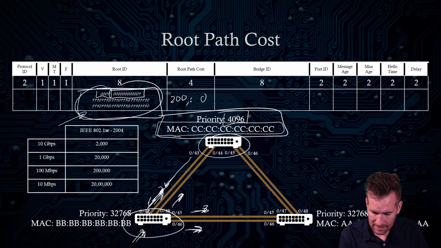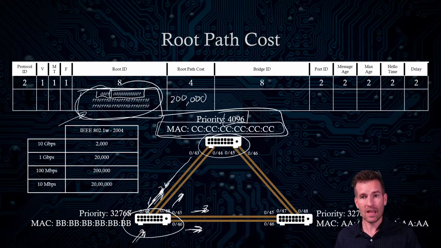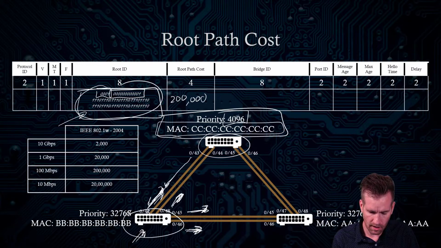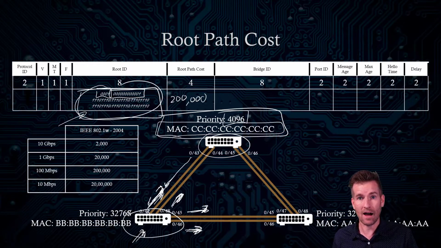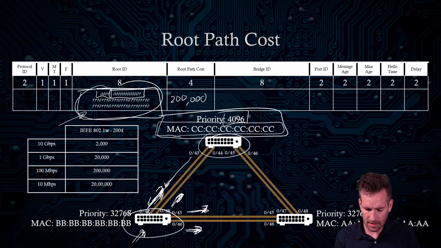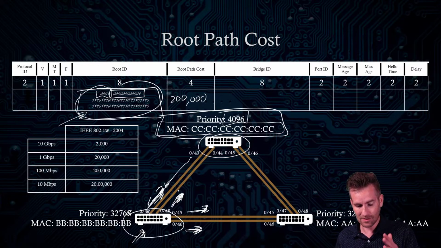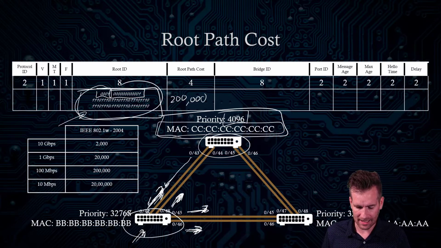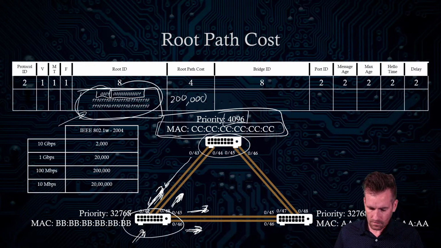So let me write that in here. And now that is what's going to be sent out in its bridge protocol data units on out until it learns of a lower cost. So 200,000 is going to be set in that root path cost. All right, so that is the root path cost.